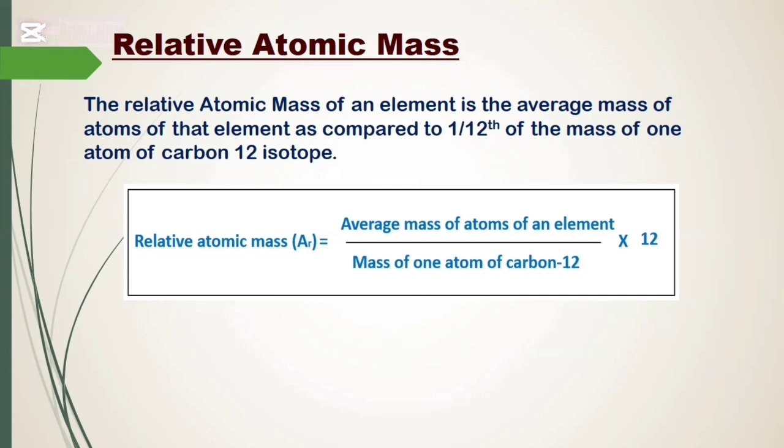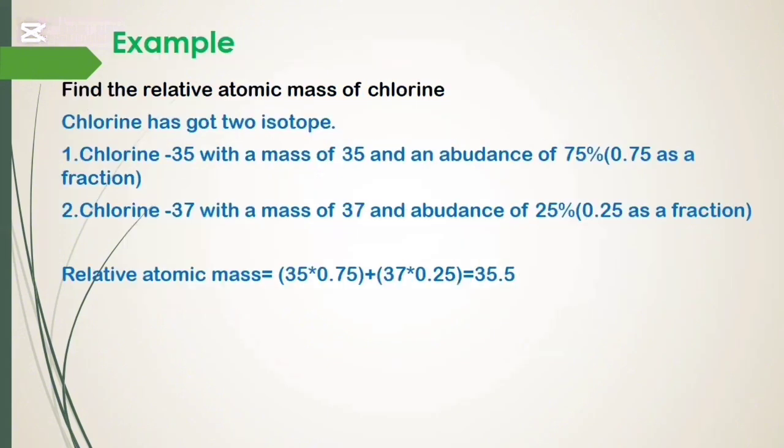Let's understand this whole thing using an example. I think it's easy. This is the equation for the relative atomic mass, and this is the symbol we use to represent it. The average mass of an element is divided by the mass of one atom of carbon-12 times 12. Then the example is this.